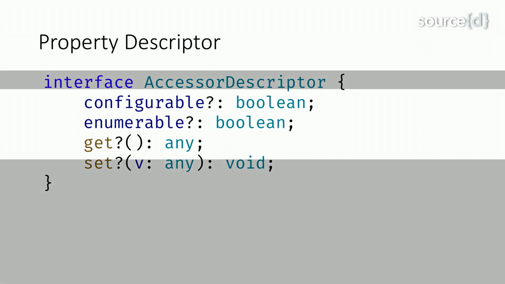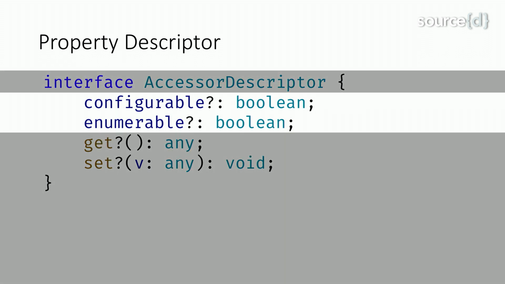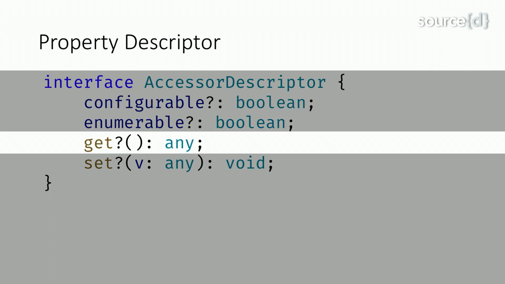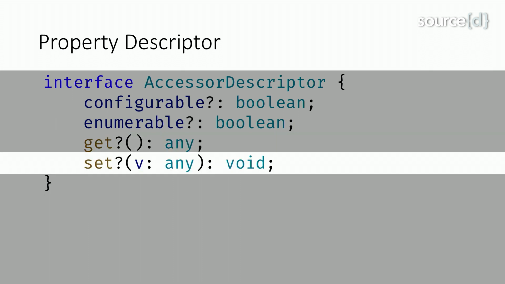And then we have the accessor descriptor. It has, again, the configurable and enumerable. But in this case, we are defining the value with two functions. The get function that returns the value. This function will be called internally by JavaScript whenever you read the property. And the set function, the function that will be called in assignment.